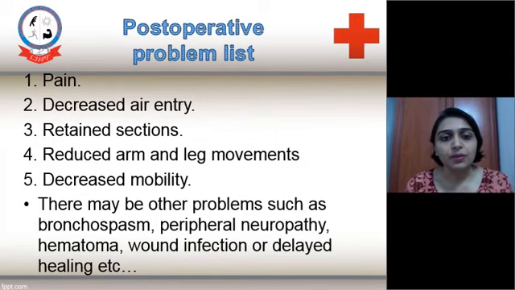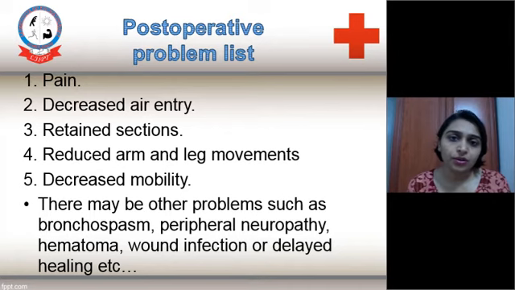Usually these kinds of patients may have a certain typical problem list post-operatively, and according to it we are going to plan our physiotherapy management. First of all they may have pain, then decreased air entry in the lungs because of pain, and retained secretions. Because of reduced air entry, the patient may have retained secretions, reduced arm and leg movements, and decreased mobility. Some may have other problems like bronchospasm, peripheral neuropathy, hematoma, wound infection, or delayed healing, etc. Everything should be listed out, and according to it, treatment should be planned.